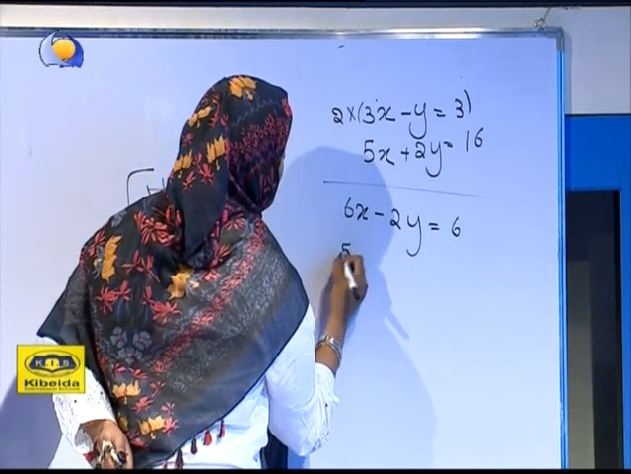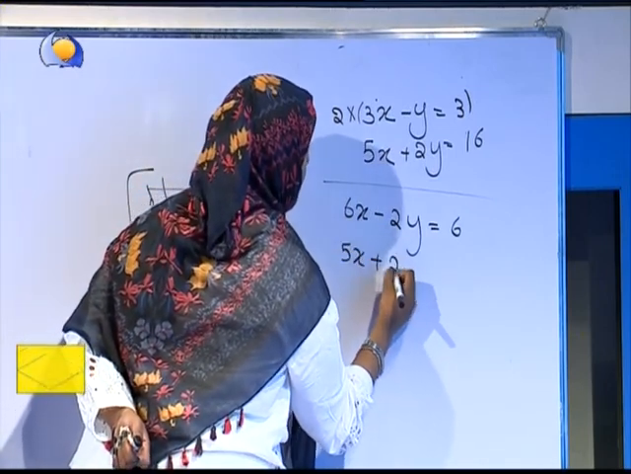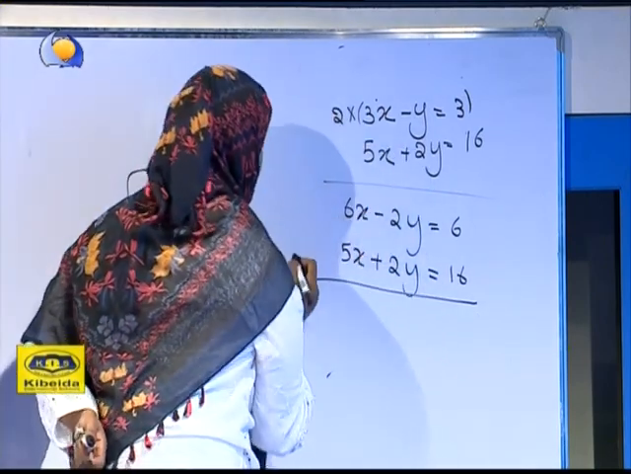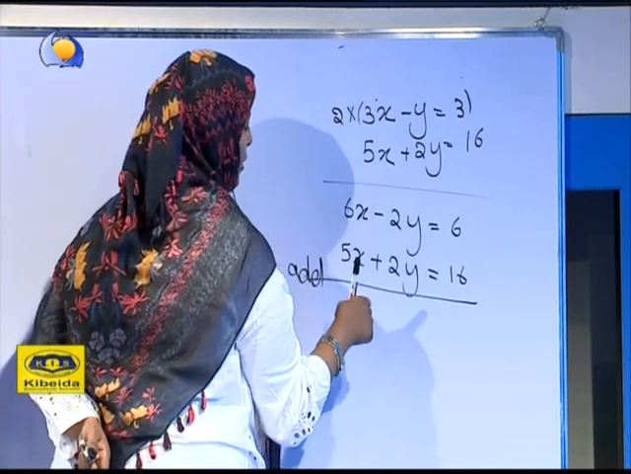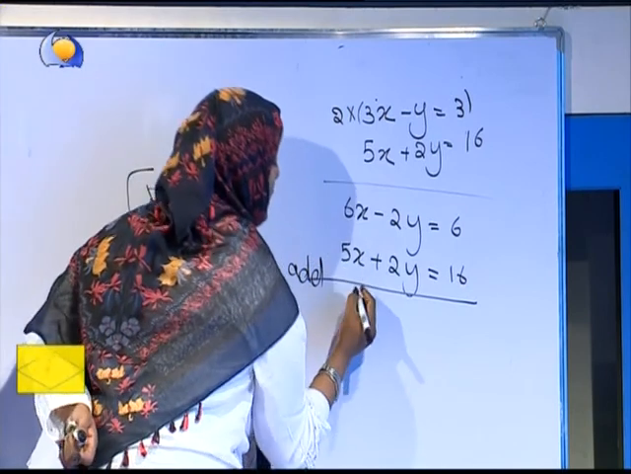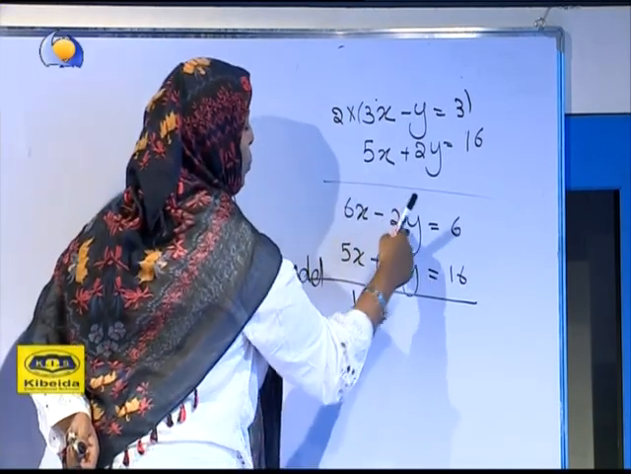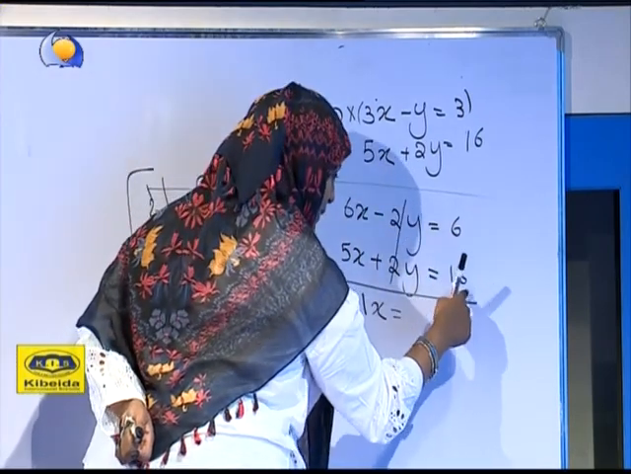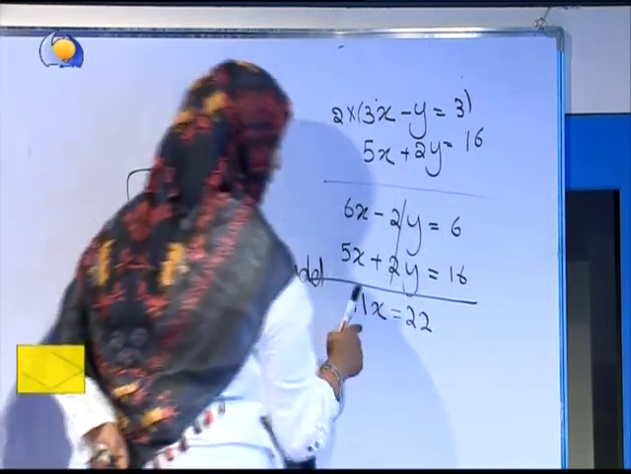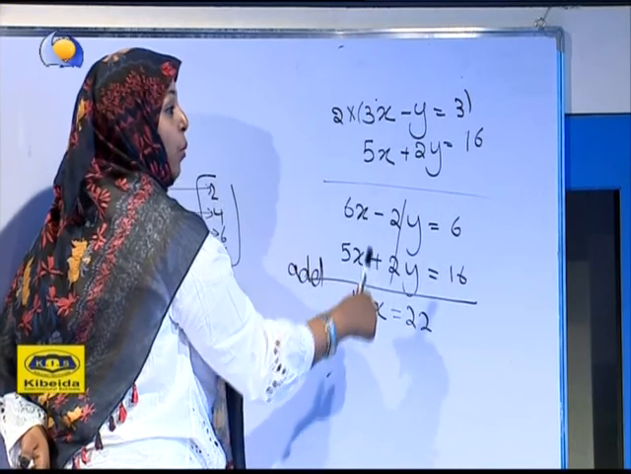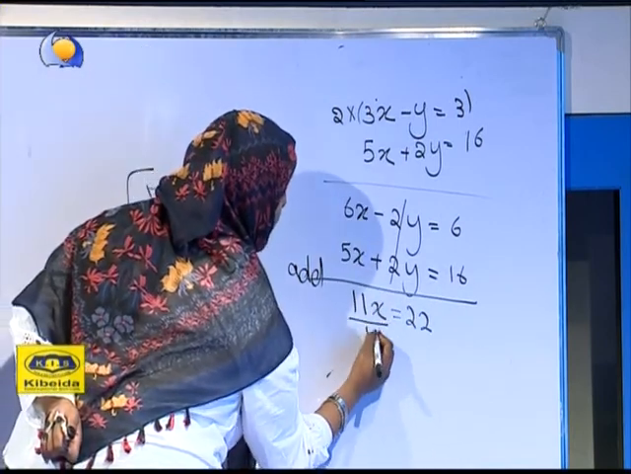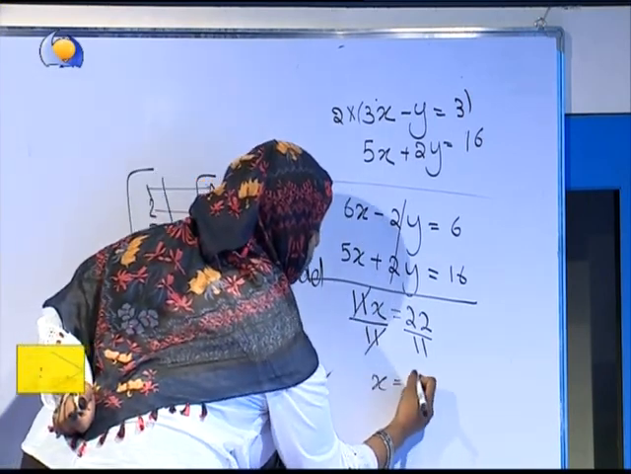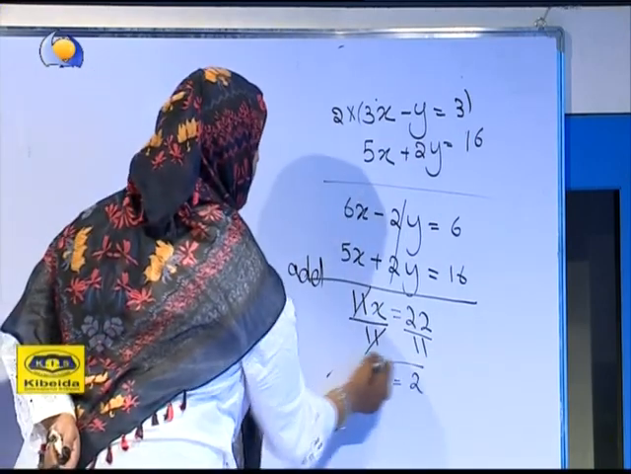And then we write down the second equation as it is, and then I want to cancel them, so I need to add both equations. So 6x plus 5x actually equals 11x. Negative 2y plus 2y went to 0. And then 6 plus 16 equals 22. Here is the value of 11x. Hence, I want 1x, so I have to divide both sides by 11, and then x will definitely equal 2. This is my first value.